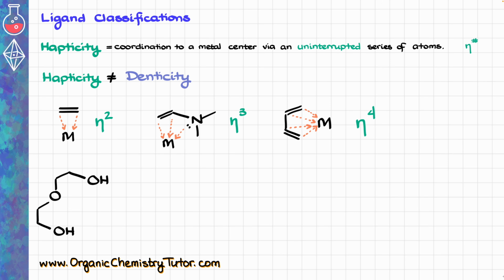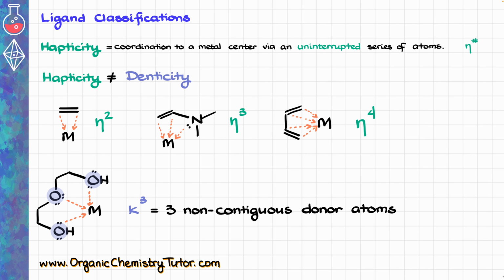In contrast, when we have this molecule, for instance, with 3 oxygens separated by carbon chains, when this ligand coordinates around the metal center, we end up with 3 separate donor groups, not an uninterrupted atom series like in the previous examples. So this one is going to be a tridentate or kappa-3 ligand and not hapta-3 because, as I said, we have 3 separate non-contiguous atoms.